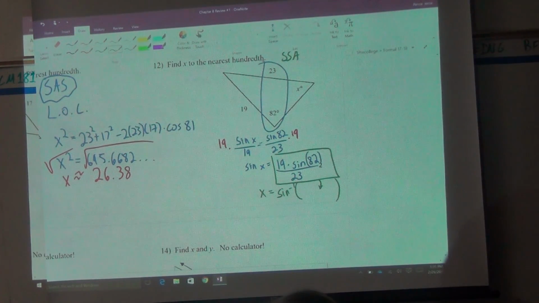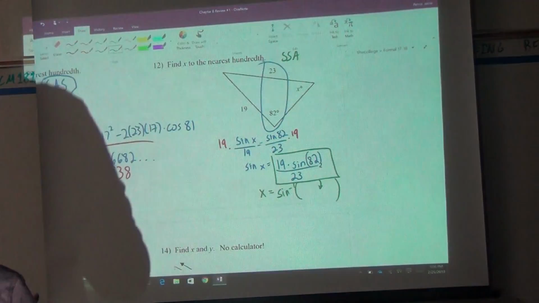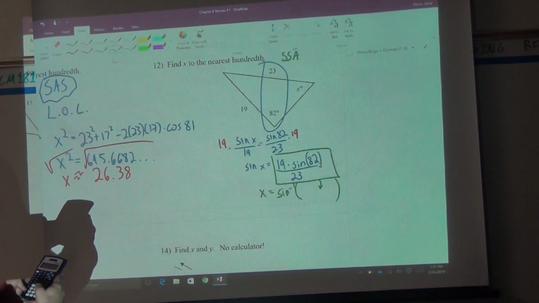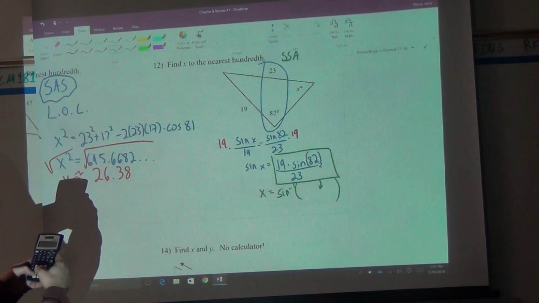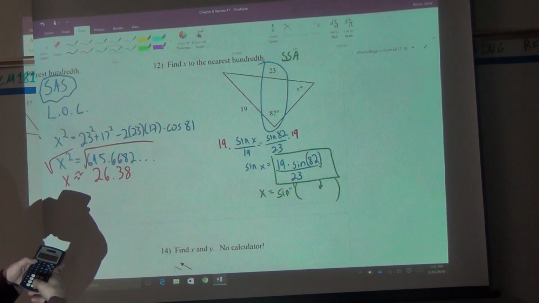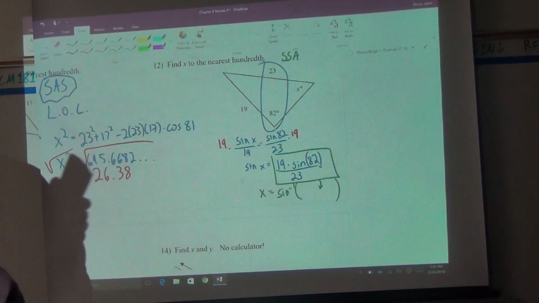So I would suggest in your calculator, you finish all of this work before you grab your calculator, and then you type in 19 sine 82, enter, divide by 23, enter, second sine inverse, second answer, enter. I'm getting 54.80.